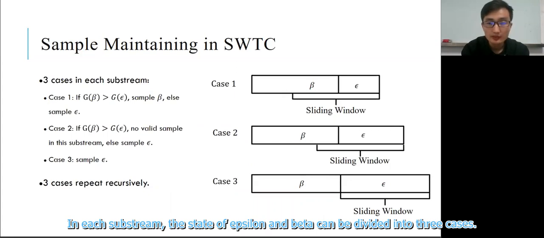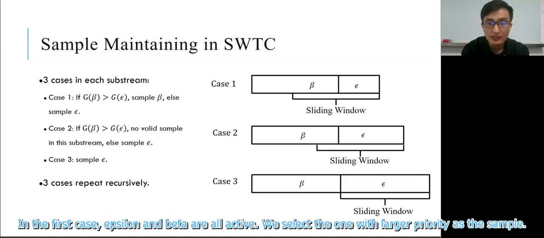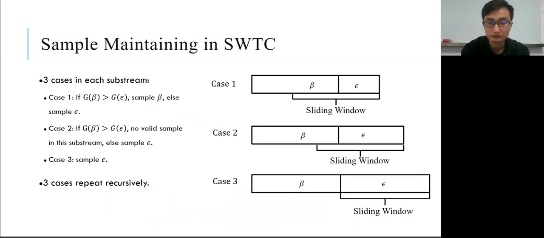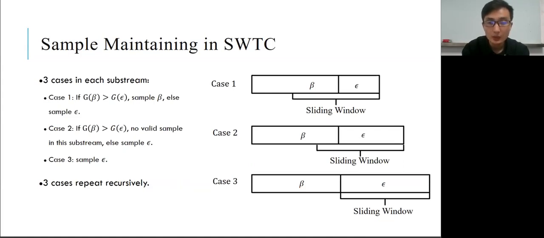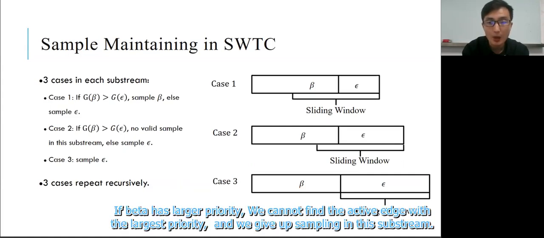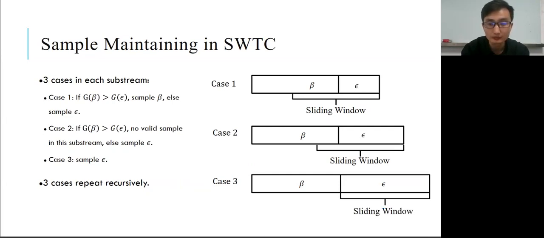In each substream, the state of epsilon and beta can be divided into 3 cases. In the first case, epsilon and beta are both active. We select the one with larger priority as the sample. In case 2, beta expires, but the sliding window still overlaps with the last slice. We compare the priority of epsilon and beta. If beta has larger priority, we cannot find the active edge with the largest priority, and we give up sampling in this substream. Otherwise, we sample epsilon.